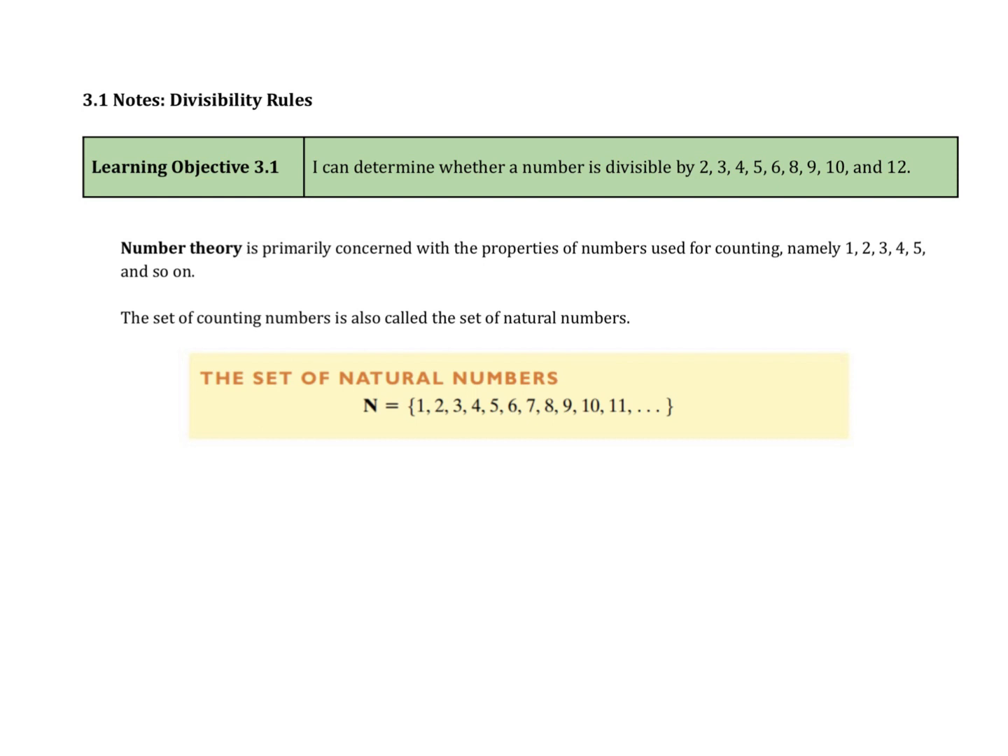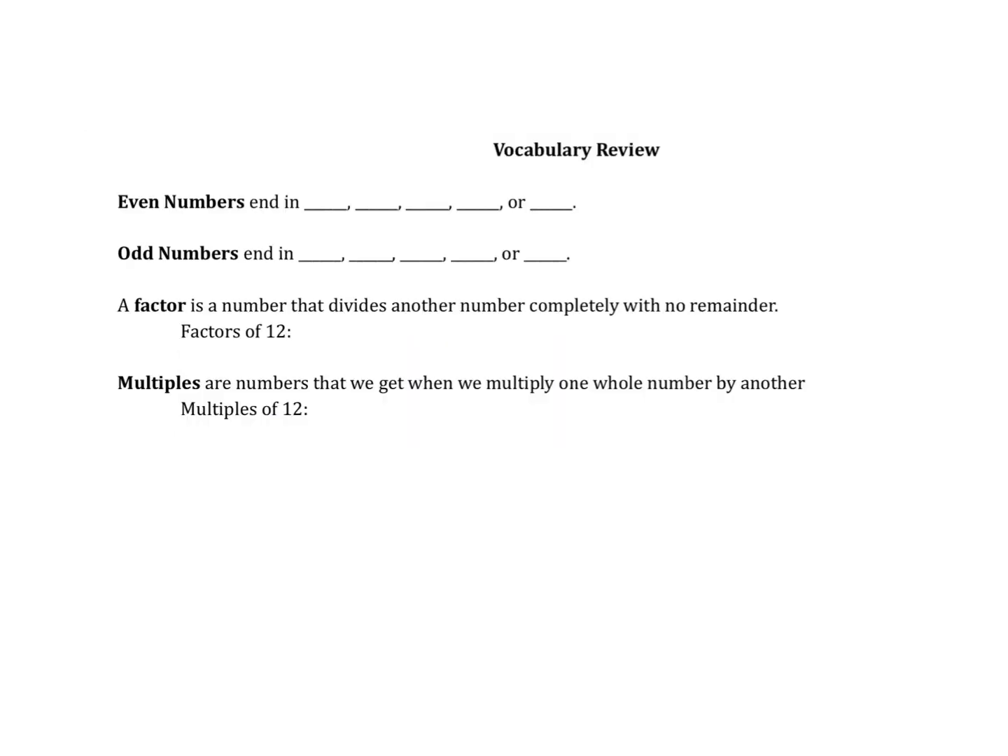We're beginning a unit on number theory where we will be investigating some properties of numbers, and we'll be sticking to the set of natural numbers, which are all the positive whole numbers, 1, 2, 3, 4, and so on. Sometimes we call those the counting numbers, so they don't include 0 or any negative numbers or any fractions or decimals.